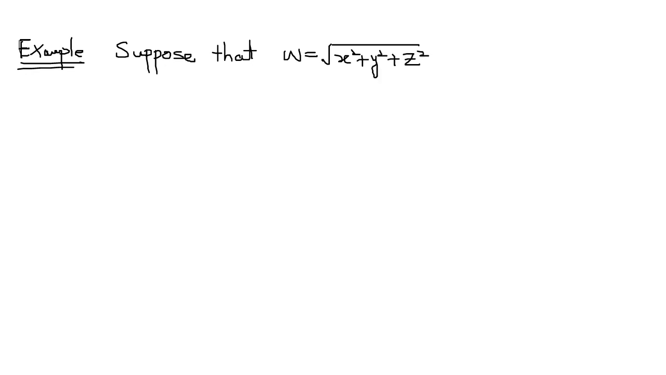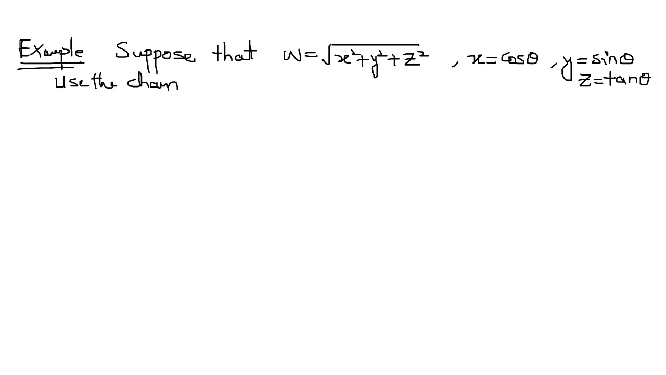Example, suppose that w is equal to square root of x square plus y square plus z square, and x is equal to cosine of theta, y is equal to sine of theta, and z is equal to tangent of theta. Okay, use the chain rule.